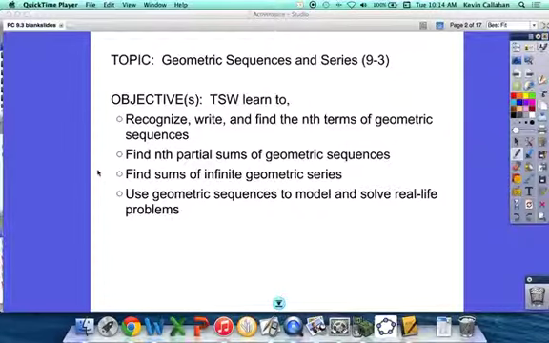For geometric, we have a formula for the nth term. We have a formula for the sum of a finite sequence, but there's also the sum of an infinite sequence, or what's called a series, right? The series is the sum of a sequence. That's something you don't have with arithmetic that you have with geometric.